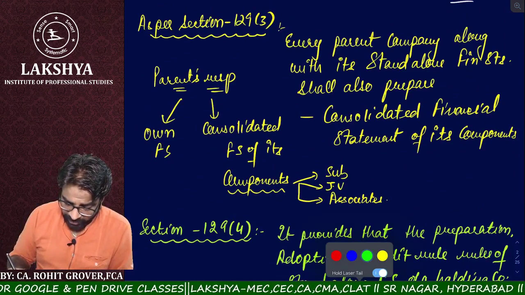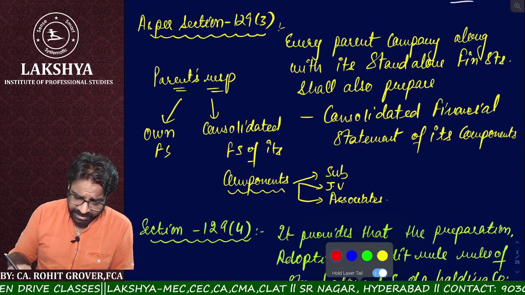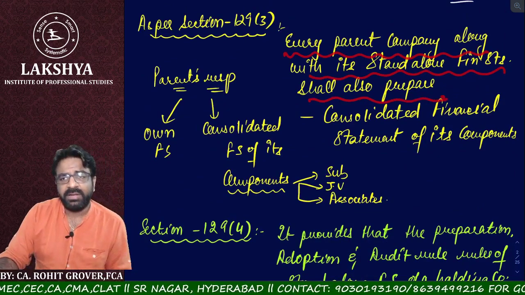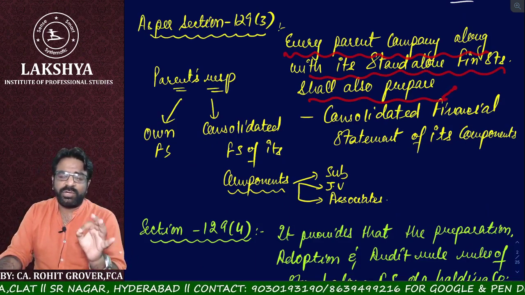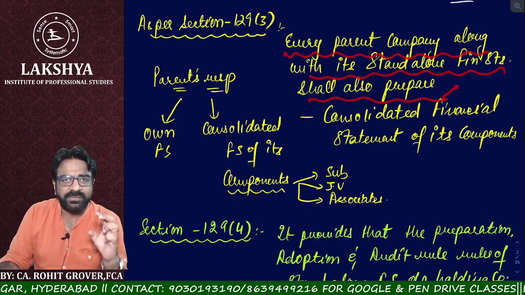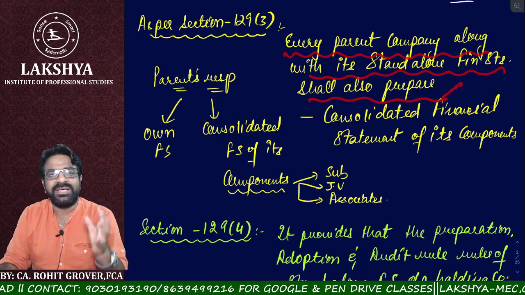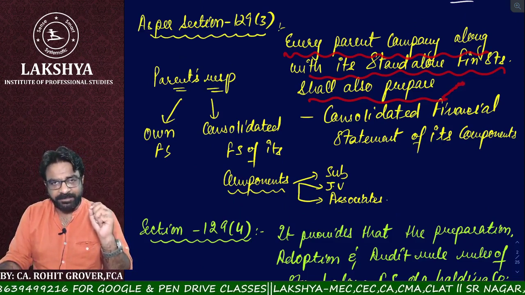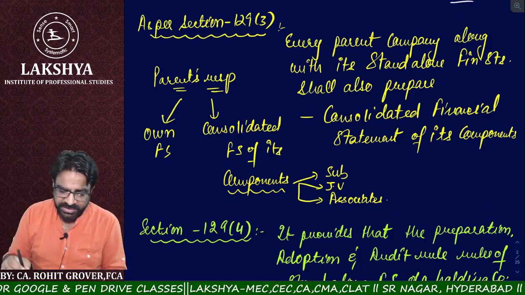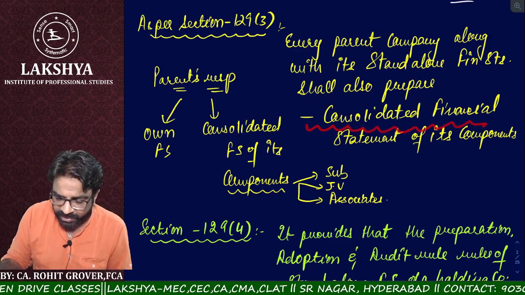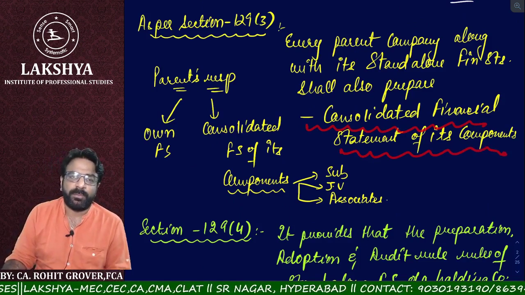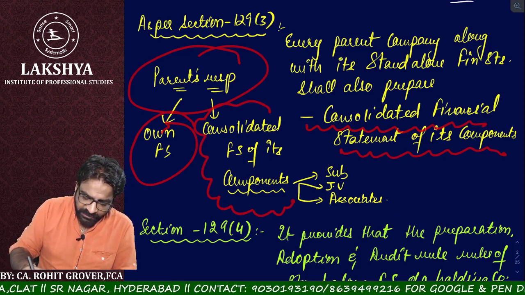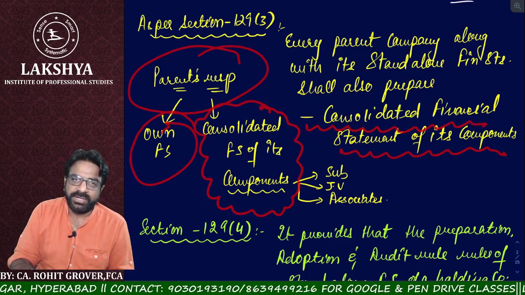Section 129 subsection 3 says that every parent company along with its standalone financial statements. Let me tell you one thing: there are many places where I'm going to use the term standalone financial statement. Standalone financial statements are your own financial statements, so I'm talking about the parent's own financial statement. Every parent company, along with the preparation of its own financial statement, shall also prepare the consolidated financial statements including all its components. So what is the parent's responsibility? Own financial statements as well as the consolidated financial statements including all its components.